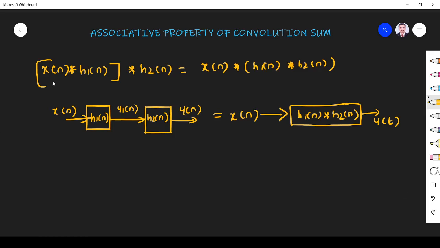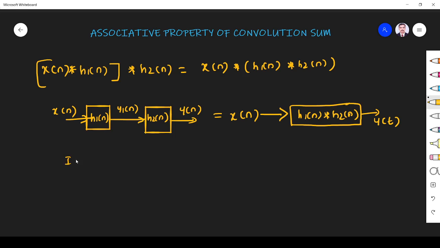The property is written here: (x[n] * h1[n]) * h2[n] gives x[n] * (h1[n] * h2[n]), right? This is the associative property. What is it telling? From this block diagram, one diagram represents the left hand side, and the other diagram represents the right hand side.